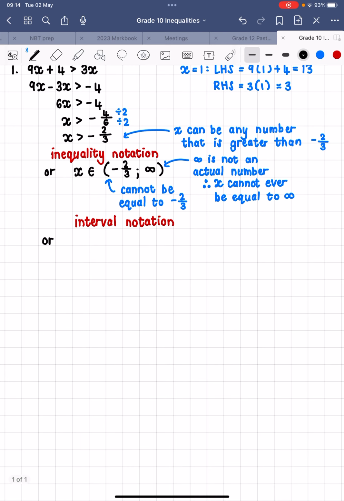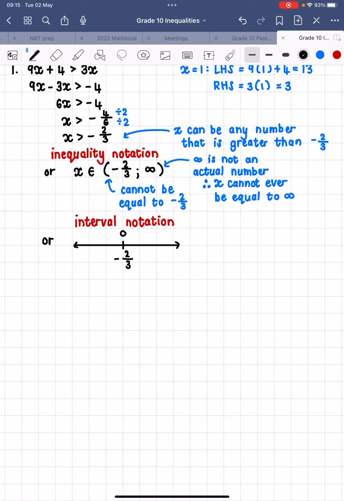Okay, the other one that you need to know, guys, is number line notation or just number line. Now, since we only have one value here, that is the only value that we're going to put on our number line. If we had 2, we would put 2, right? So I usually just put that value in the middle, and then you're going to have your negative 2 over 3. You must just label that value as it is. Now, guys, can it be equal to negative 2 over 3? No, so we use an open circle, just like an open dot like that.